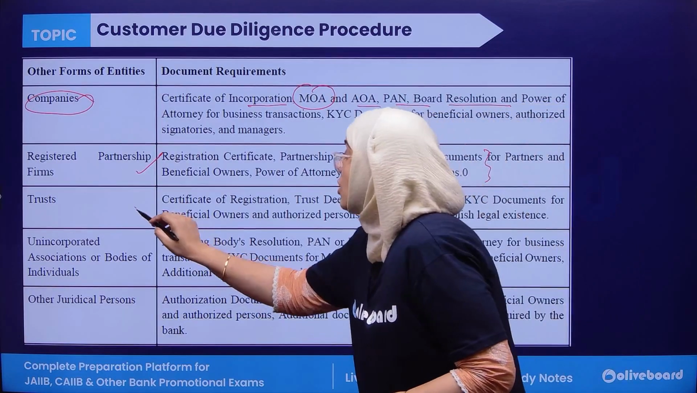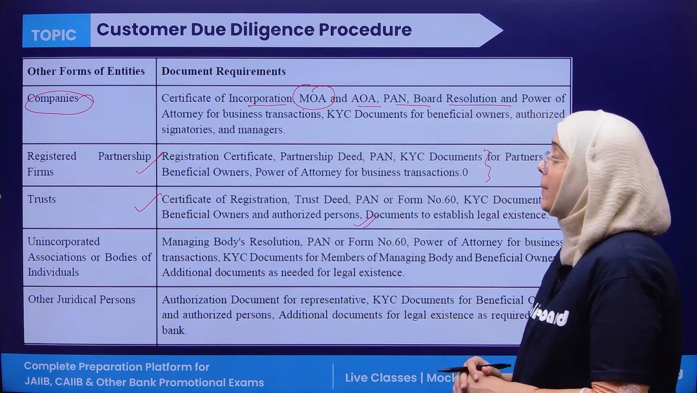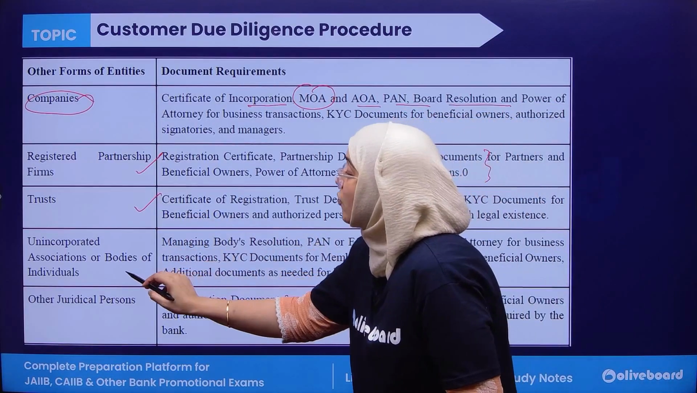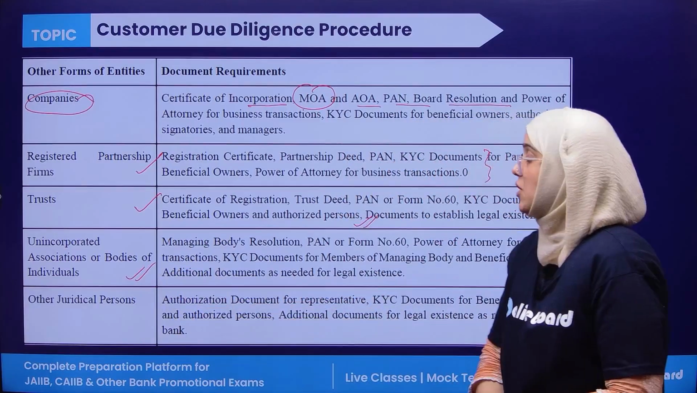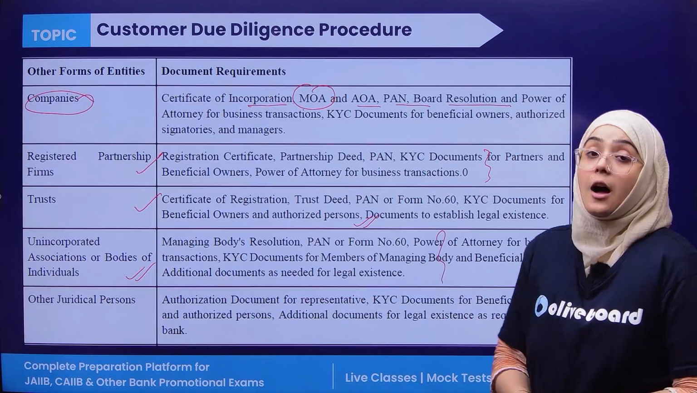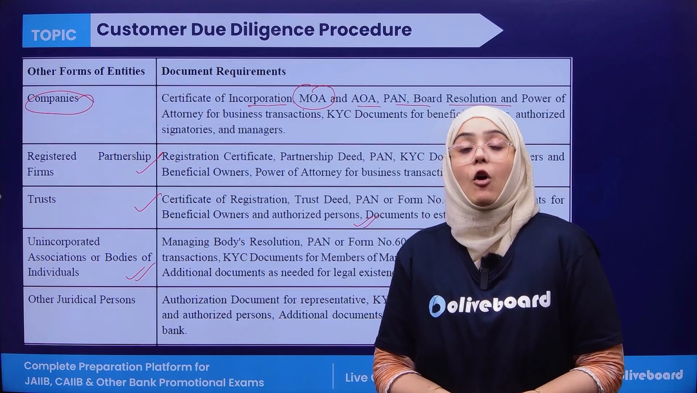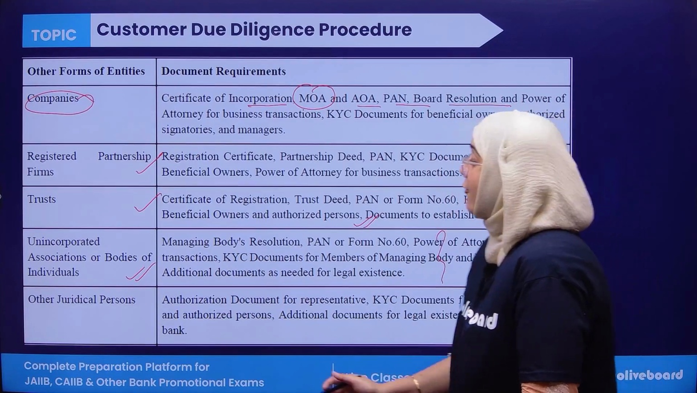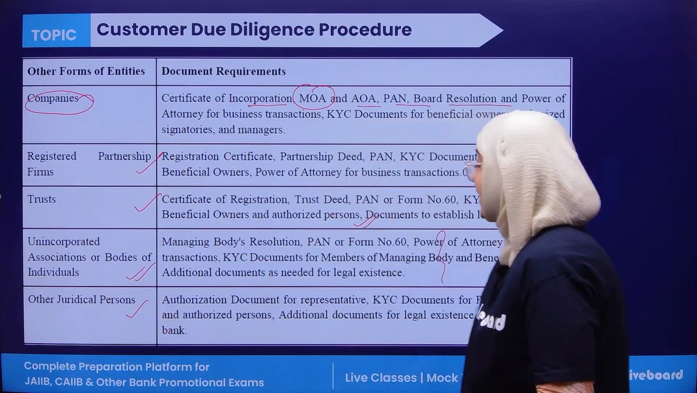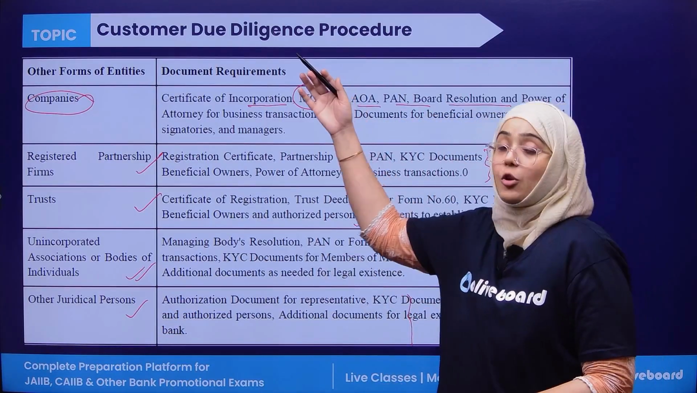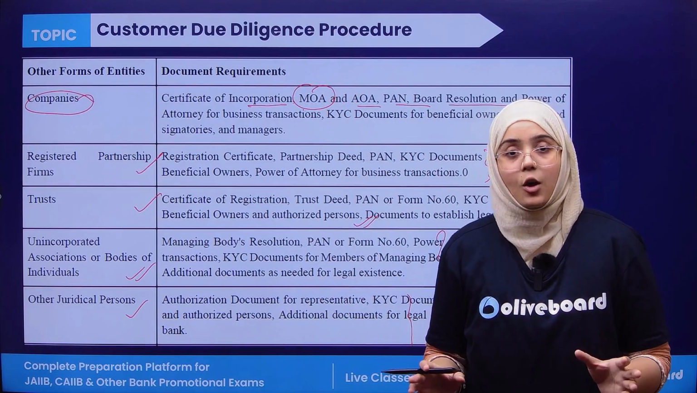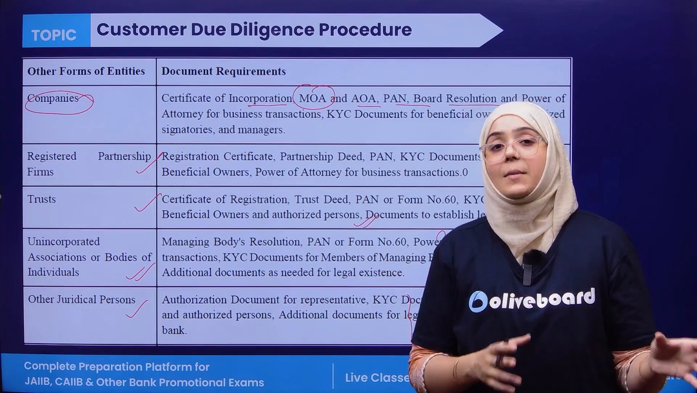If you are any trust, then these are the documents. If you are an unincorporated association or body of individuals, then these are the formal documents that you have to submit for the customer due diligence. And if you are any judicial person, then these are the documents. You have to just read this out once. Okay, so this is the complete customer due diligence.